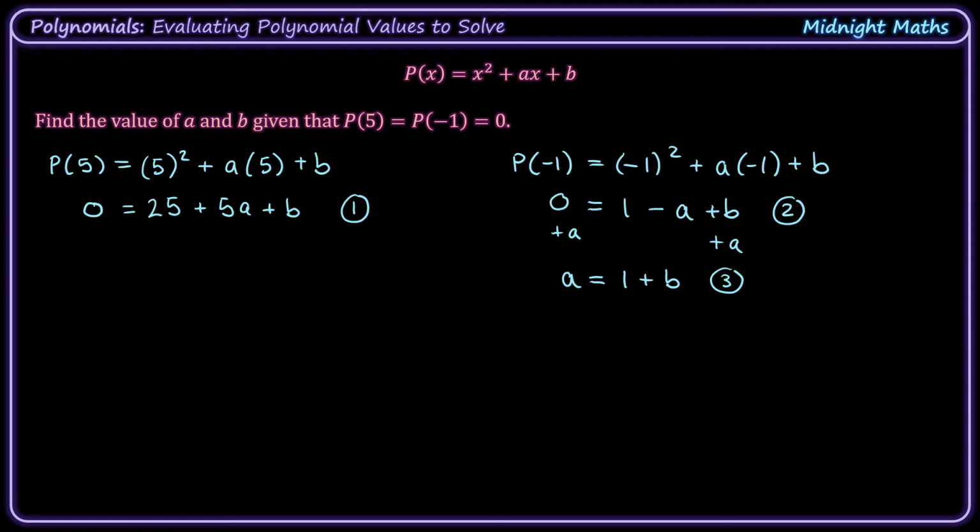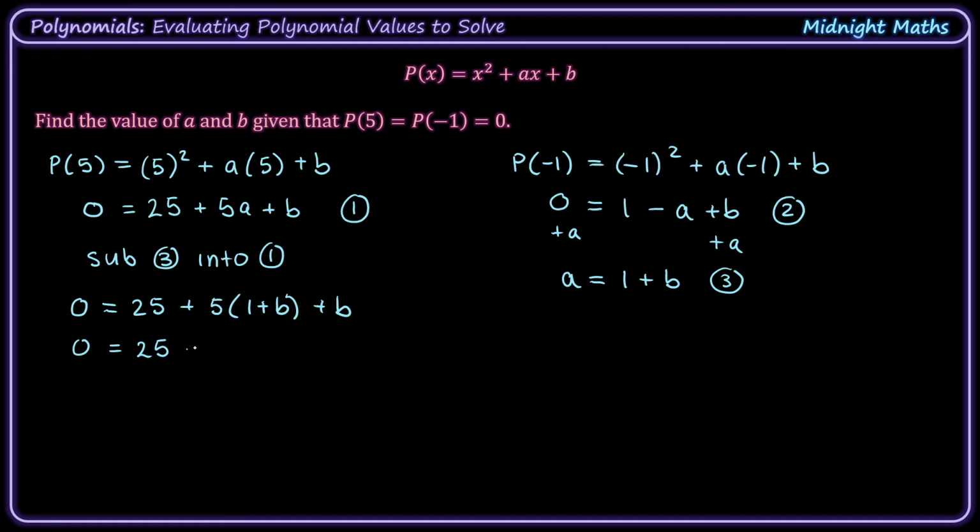So now that I have a by itself, I can substitute it into equation 1. So I'm going to note down that I'm substituting 3 into 1. Okay, so substituting 3 into 1, everywhere that I see an a, I'm going to write 1 plus b. Good, so now you can see that b is the only variable left in this equation, so we can solve for it by just rearranging.